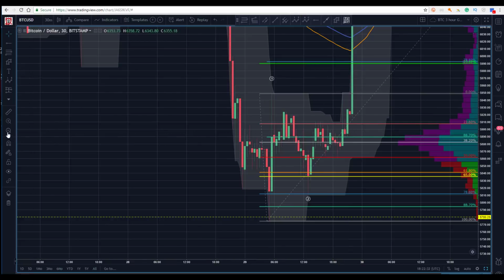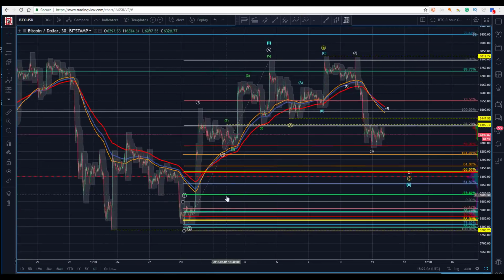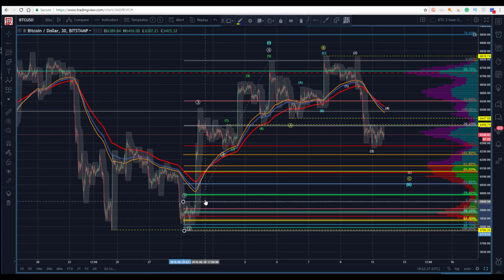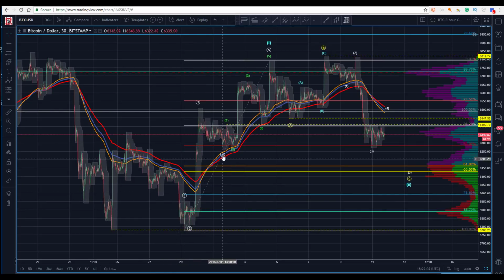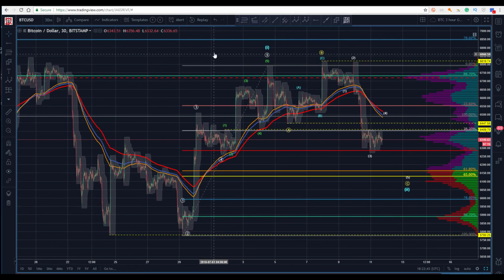So let me zoom back out, and we can take this off here now that we don't need that anymore. So trading it as a 1, 2, 3, 4, and then we get this very nice subdivision into the 5th. I went through that in the last video, so we know that.